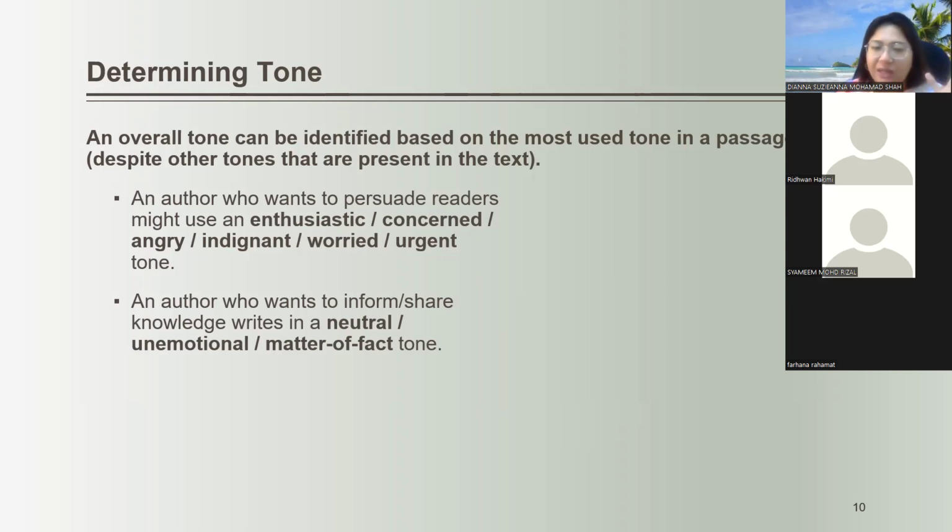So you need to read thoroughly and understand the whole passage in order to extract the common tone. So an author who wants to persuade readers might use an enthusiastic, concerned, angry, indignant, worried, or urgent tone. When it comes to persuading people, when I would like to persuade you to come to my class, I'll go with enthusiasm, energetic, concern.